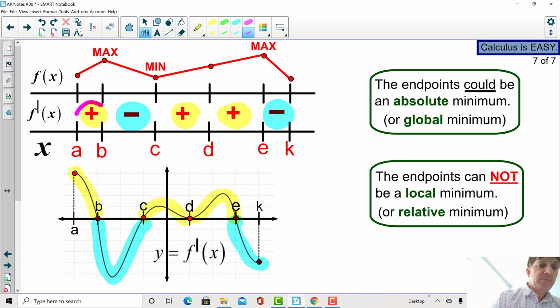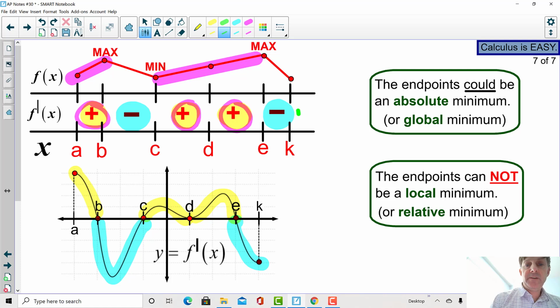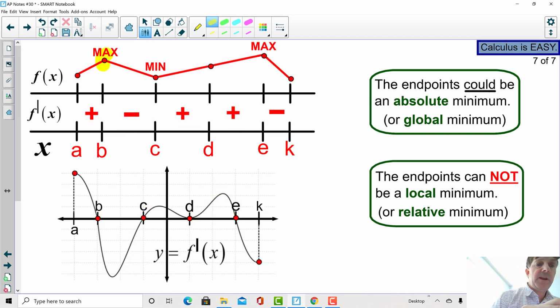Now, what does that mean about our original function? Well, if your derivative is positive, it means that your original function is going to be increasing. Now, if your derivative is negative, that means your original function is going to be decreasing. So that's creating a max here and a max here and a minimum right here.